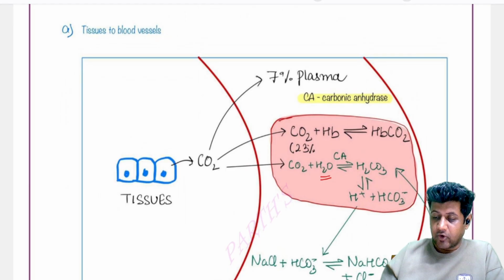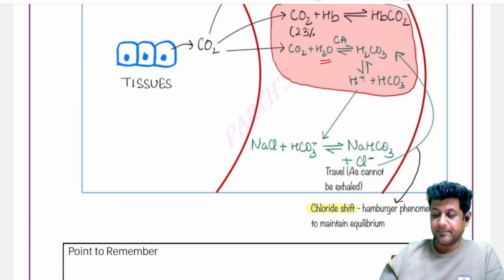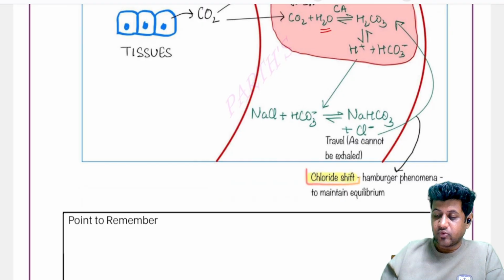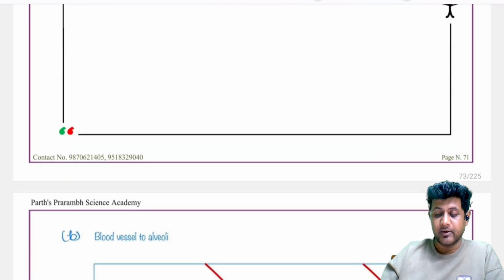All right. Along with that, this carbon dioxide will also bind to hemoglobin to form carbaminohemoglobin, and 7% of carbon dioxide will be found in the dissolved form. Okay. This is called chloride ion shift or Hamburger's phenomenon to maintain the ionic equilibrium.